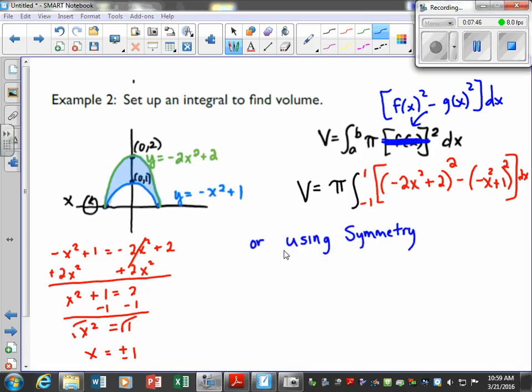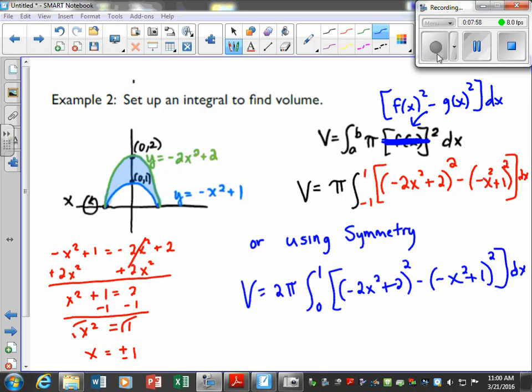Also, we could use our symmetry rules, because you can see that if I was to fold this right here, it would be exactly the same. So I want you to try to set this up using symmetry. Good, so we have 2 because we're only going to evaluate this part, from 0 to 1, because we'll get the area of this piece and then multiply by 2. So bring your pi out, and this portion, your f of x minus your g of x squared, will still be the same. So it could be represented either way. One's using symmetry, the other one's not.